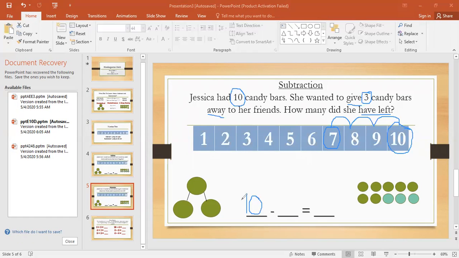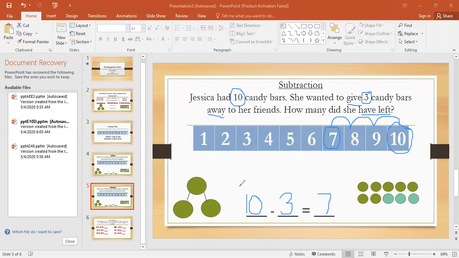So I know my total will always go in this first spot in subtraction. 10, take away 3 candy bars, you are left with 7 candy bars. 10 minus 3 equals 7. Please say that with me. 10 minus 3 equals 7. Great job, guys. Okay, I would like you to figure out where the numbers will go in our number bond, and then we will solve that together.